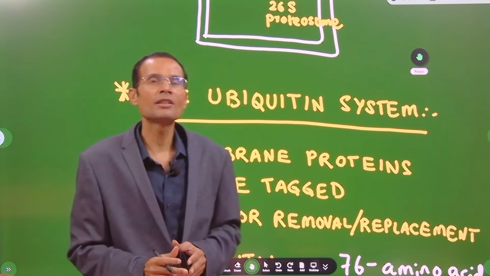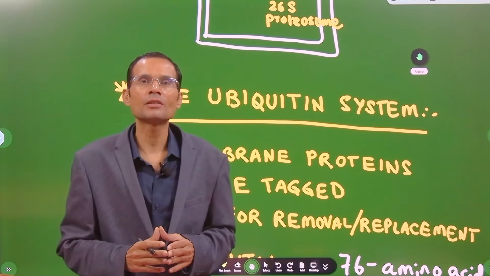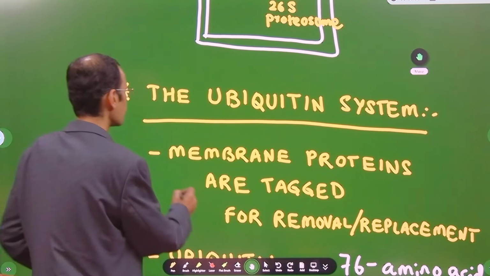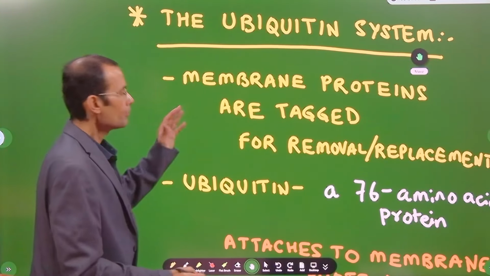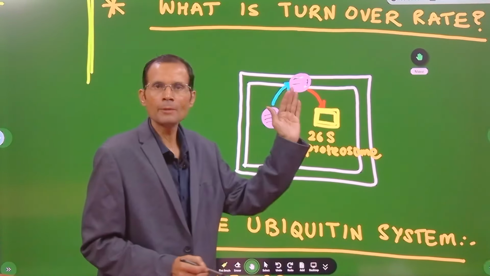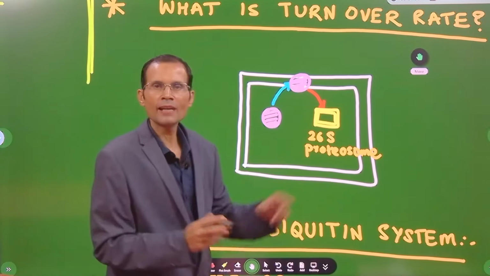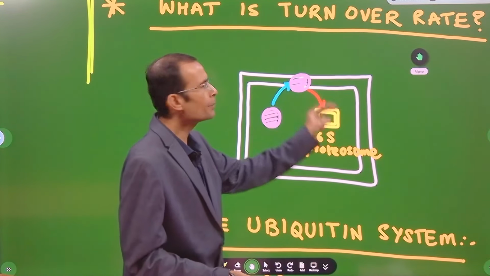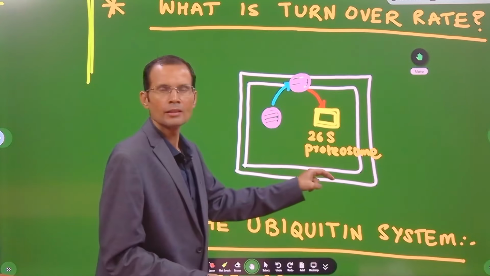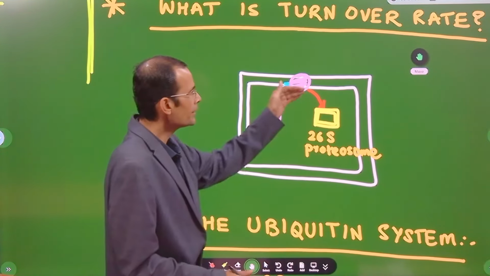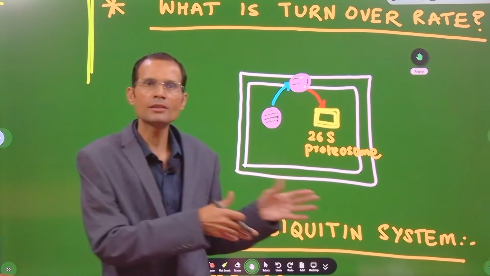Here we need to understand a particular system in the cell which is called the ubiquitin system. Now, as we have mentioned just now, membrane proteins, once they have served their function, once they have served their lifespan, will be removed, endocytosed, taken back into the cell and then degraded in the cell organelle.